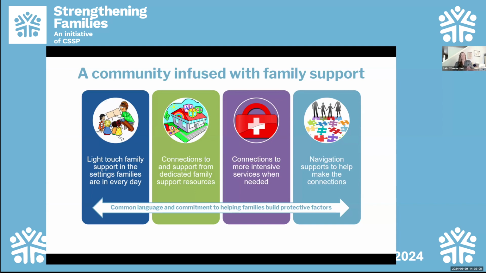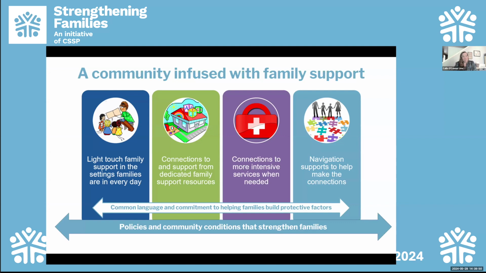So that connection, like places families go every day, the laundromat, the grocery store, within those dedicated family support type of programs and services, there are connections to more intensive services for those families who need them. And there are navigation supports to help families make the connections, especially when they're navigating multiple systems and different needs for different family members. Families need help just figuring out how to make that all work together. So what you see in the arrow across the bottom is a common language and commitment to helping families build protective factors.